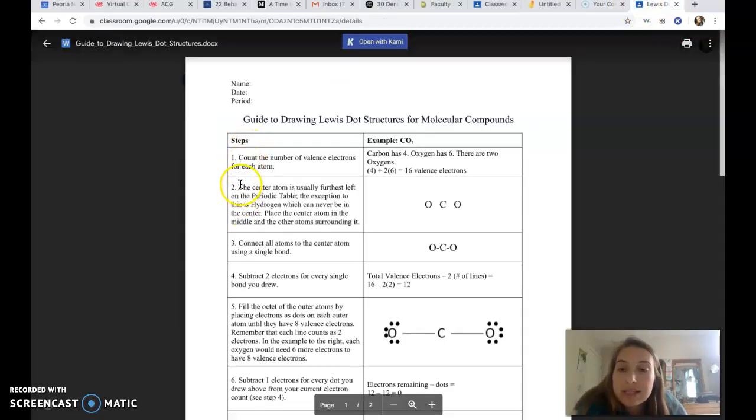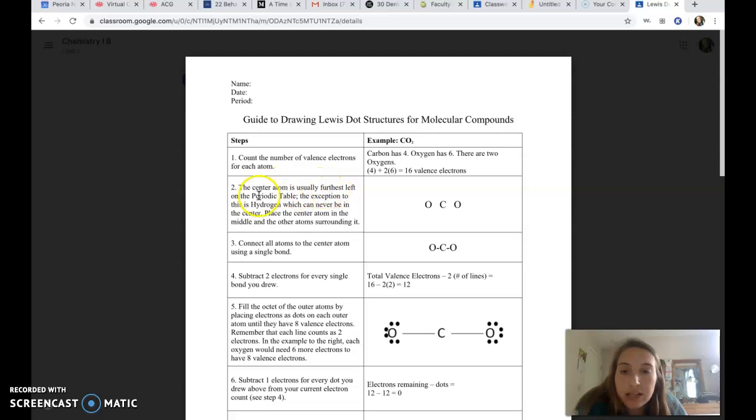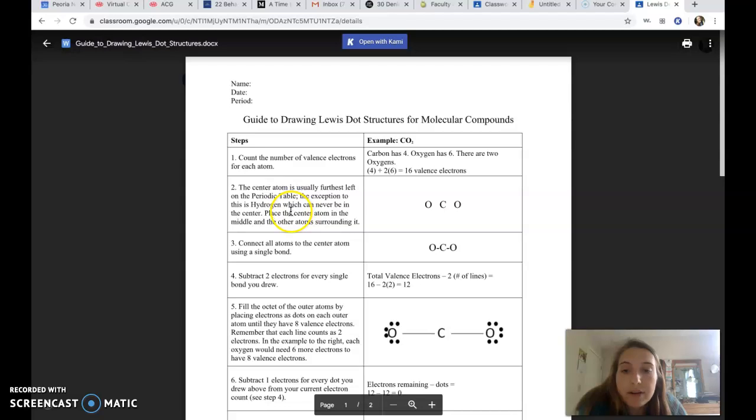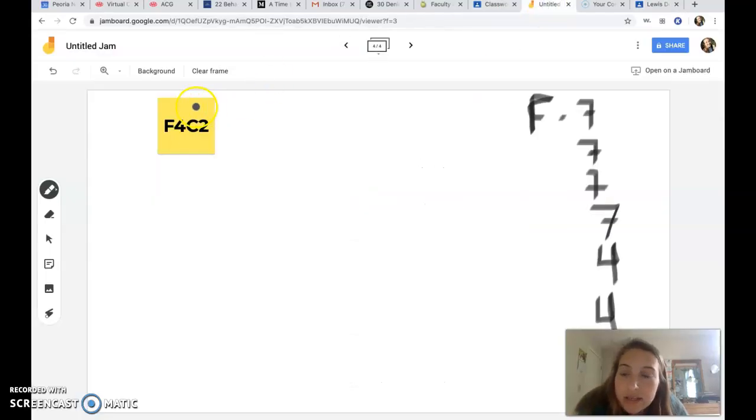Step 2, center atom, usually furthest to the left. The exception is hydrogen, which is never in the middle. Then I'm going to surround it with the other atoms. So in this case, I've got 2 atoms that are furthest to the left. Both of them are carbon. So I'm actually going to connect both of those. And then I'm going to surround each of them with 2 fluorines, kind of split them in half essentially.